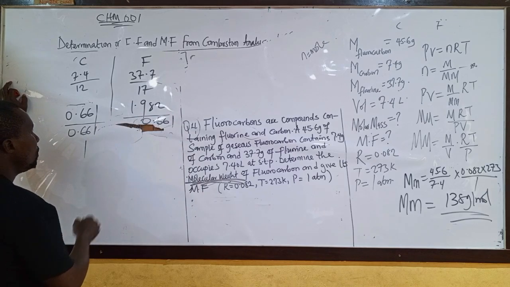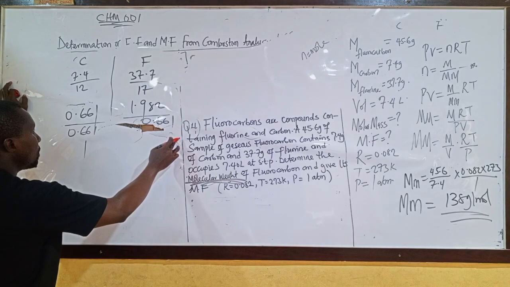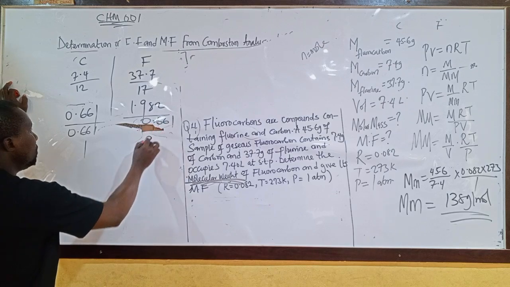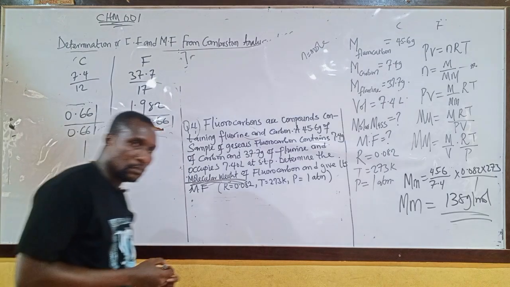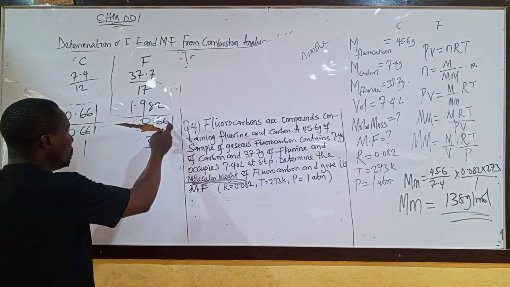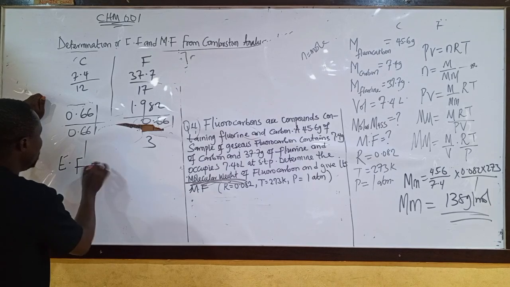This one gives you, if I put 3, 8, 8, plus 1, that means this one will give you 2.9 something, approximately 3. Yeah, 3. That means the empirical formula now is what?